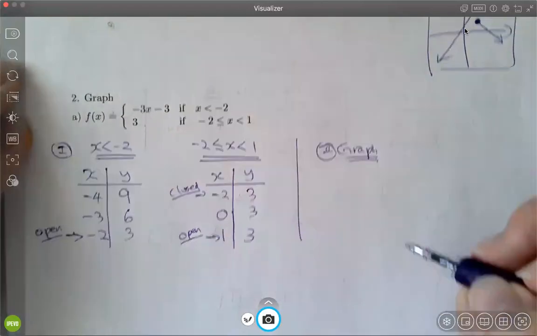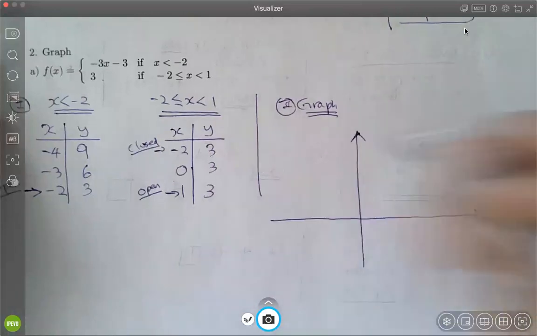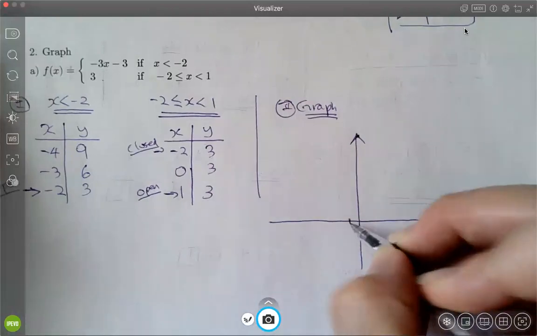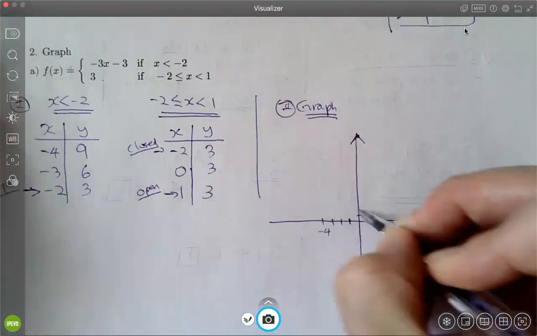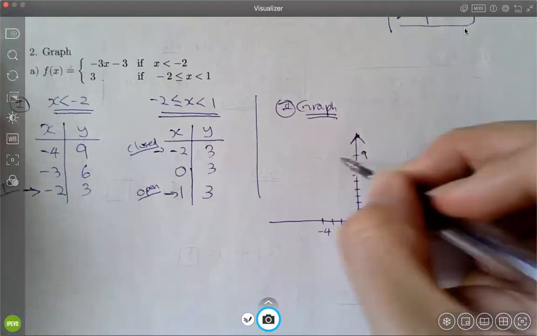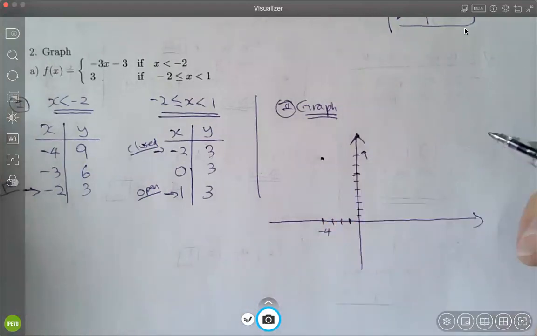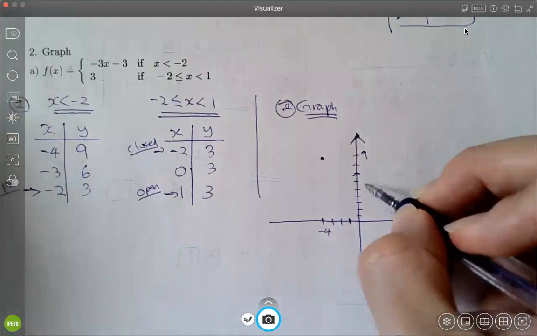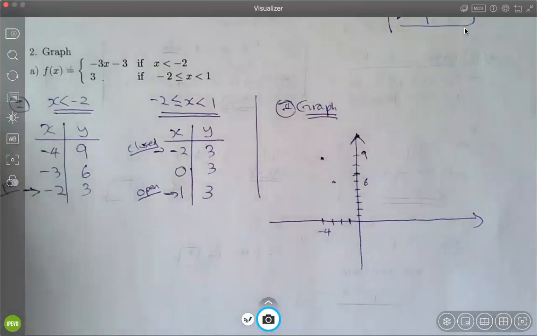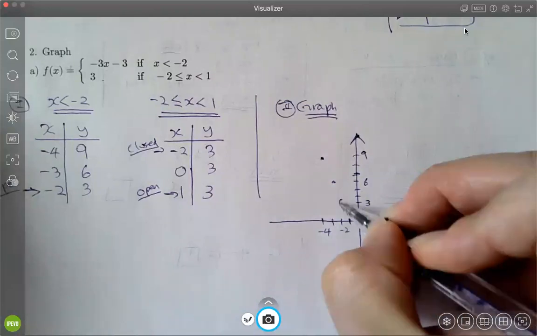So graph, okay, here's the xy plane. Now negative 4, 9. Okay, so the numbers are getting bigger. 1, 2, 3, 4. 1, 2, 3, 4, 5, 6, 7, 8, 9. Okay, so somewhere here. Okay, and negative 3, 6. 8, 7, 6. So that's somewhere here. Negative 2, 3. So 5, 4, 3. And that's negative 2. And that's an open dot.